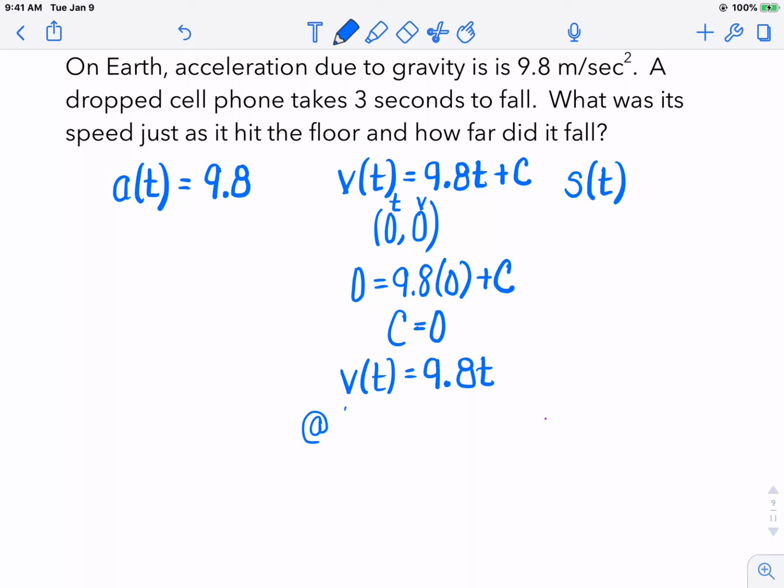It hit the floor at time 3 seconds. So its velocity at 3 seconds is 9.8 times 3, and therefore its velocity is going to be 29.4 meters per second.